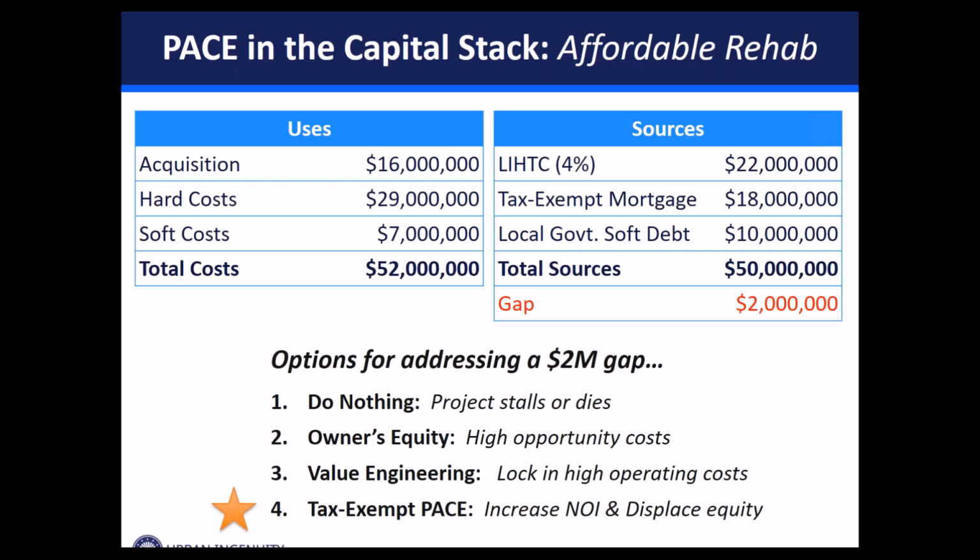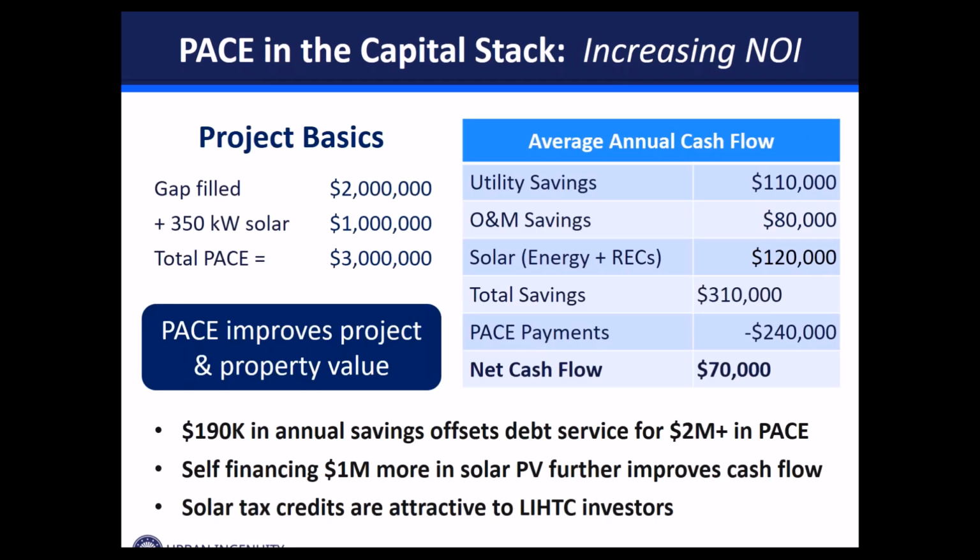Or what we've developed in the district, and we're really working on scaling this nationally as Urban Ingenuity, is to bring together the tax-exempt capital market for nonprofit property owners and affordable housing to make low-cost funds available for these public interested PACE projects. So if you think about what we're doing, we got a $2 million gap.